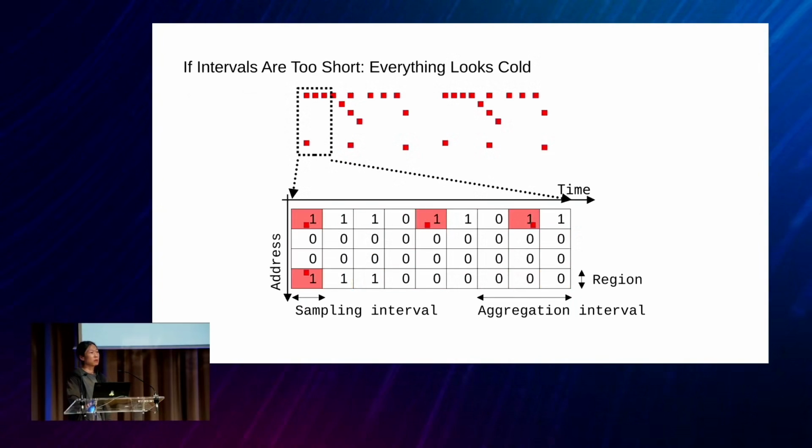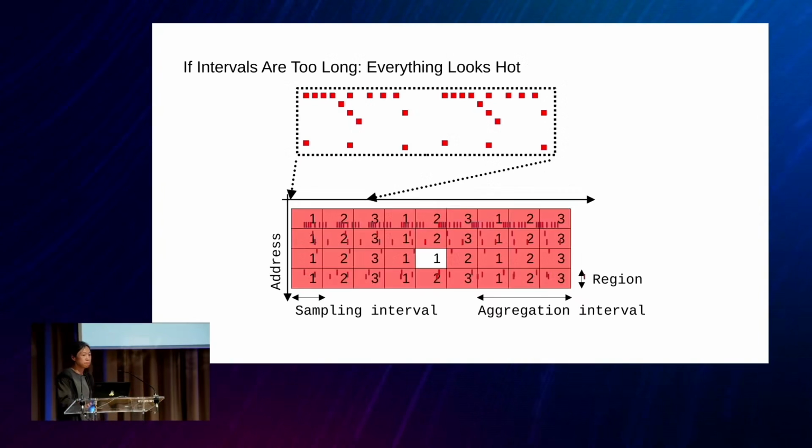But if the intervals are too short, then as you can see, everything will just look cold. That is, there is no meaningful information that you can further use for optimizing the memory management of the systems, because everything is cold and nothing can be distinguished. And in the opposite way, if the intervals are too long, then everything looks hot like this. And this is, again, not useful for real optimization of memory management, because everything looks hot and therefore nothing can be distinguished as important or not.